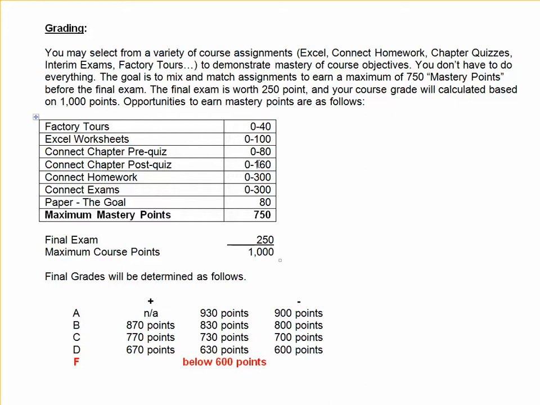I think if you were to add up all these mastery points, it's maybe about 1,100 mastery points. The most you can earn before the final exam is 750 mastery points. Then the final exam is worth 250 points. So you can see by the grading scale, if you max out in terms of mastery points, you will have a C, solid C, going into and before you take the final exam. And any points you earn on the final exam will just increase your grade significantly.